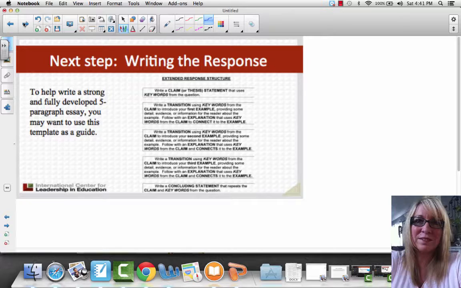You're going to do the same for your other 2 pieces of evidence. You're going to write a transition again using keywords from the claim, introducing your second example, providing detailed evidence from the document, and then follow with an explanation that uses keywords from the claim and connects to the example. And then you're going to do that for your third example, your third evidence, or your choice of what increases fertility. And then you're going to write a concluding statement that repeats the claim and the keywords that you did in the opening paragraph.